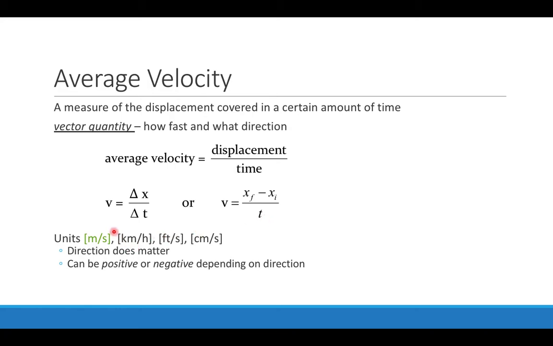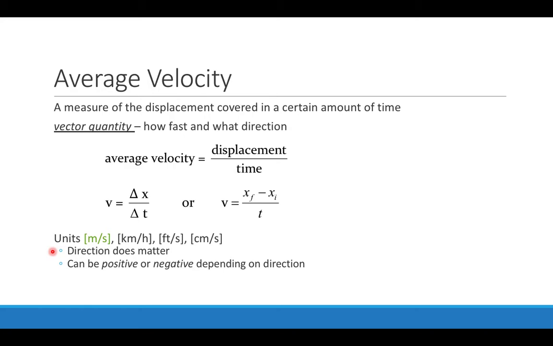Again, the standard units for physics are meters per second. But we can certainly have other units, anything that's length over time: kilometers per hour, feet per second, centimeters per second. I didn't put miles per hour on here, but that would also be an example of a unit that we can use. We will always try to focus on using meters per second.